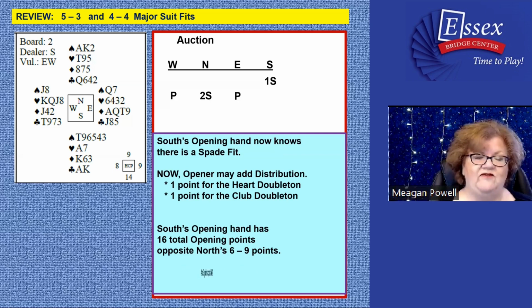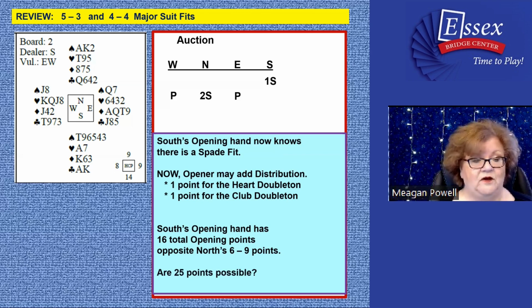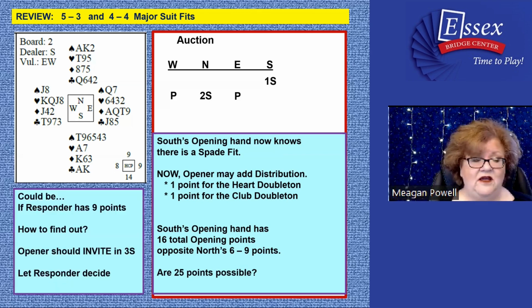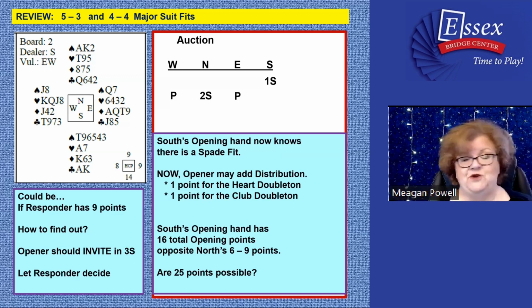Can we reach 25 points? Well, maybe. If responder has the very upper end of 6 to 9, 9 points, then we could actually be at 25 points. But opener doesn't know whether responder is showing 6 points or 9 points or in between. So what opener has to do is let responder decide. Opener, you should invite in 3 spades, 1 level below game level.